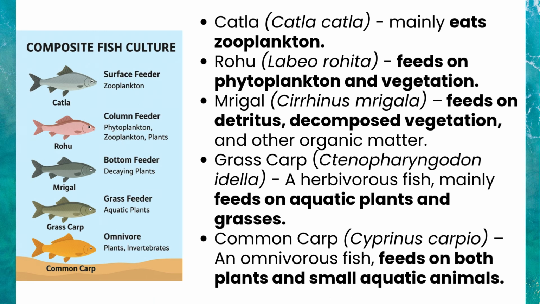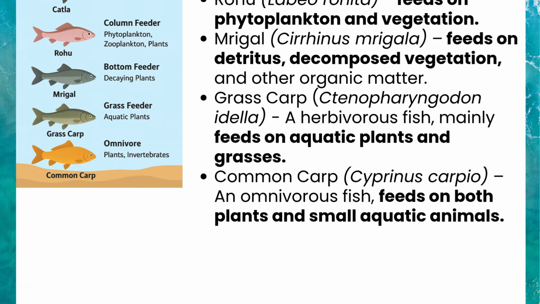Catla mainly eats zooplankton. Rohu, Labeo rohita, feeds on phytoplankton and vegetation. Mrigal, Cirrhinus mrigala, feeds on detritus, decomposed vegetation, and other organic matter. Grass carp, Ctenopharyngodon idella, a herbivorous fish, mainly feeds on aquatic plants and grasses. Common carp, Cyprinus carpio, an omnivorous fish, feeds on both plants and small aquatic animals.